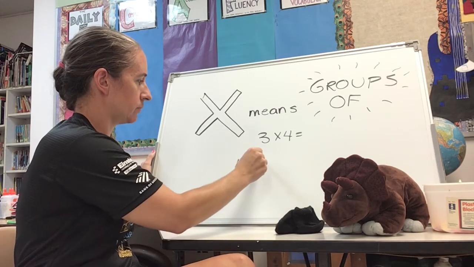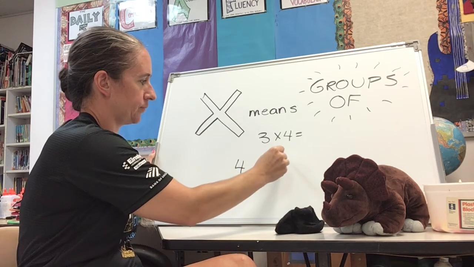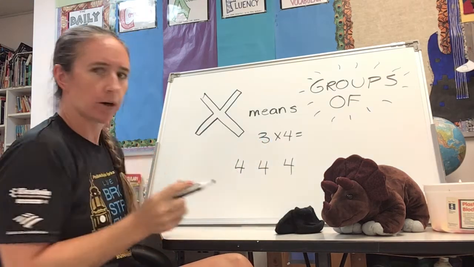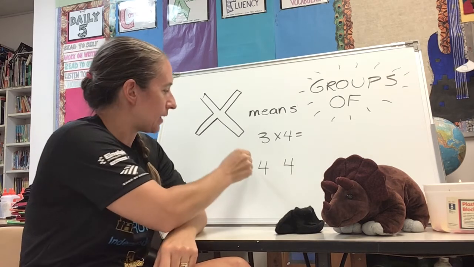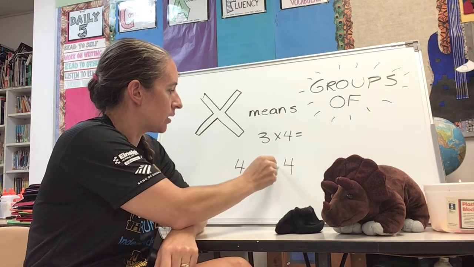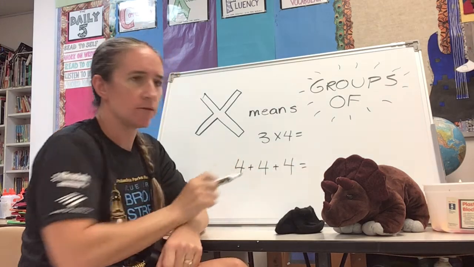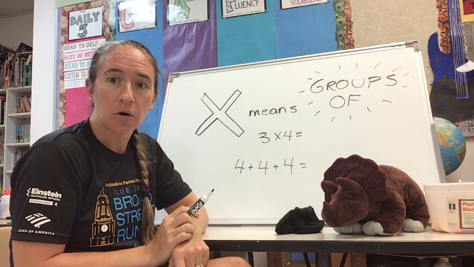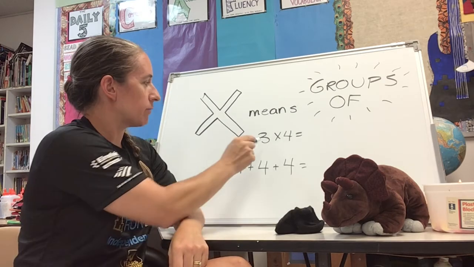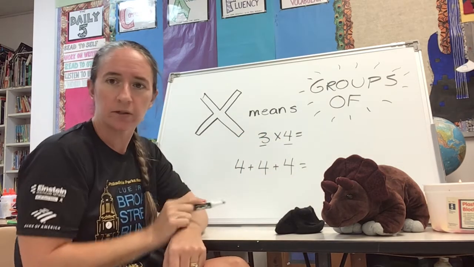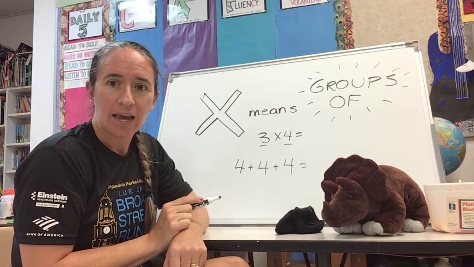4, 4, 4. And to figure out what 3 groups of 4 is, I'm going to add them together. 4 plus 4 plus 4 equals. So if I can solve that addition problem, I can figure it out. I wrote 3 4s as an addition sentence, and I'm going to add it.